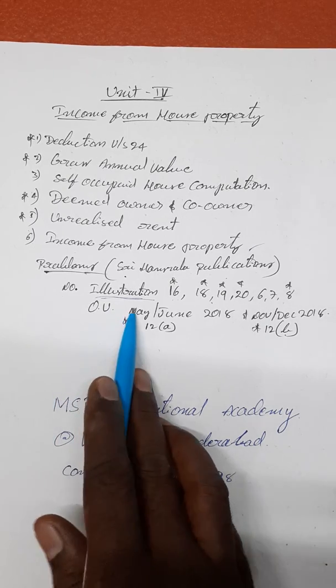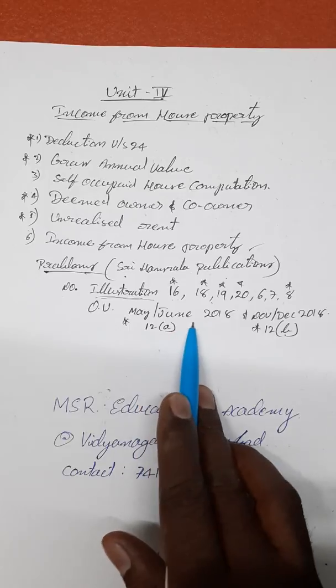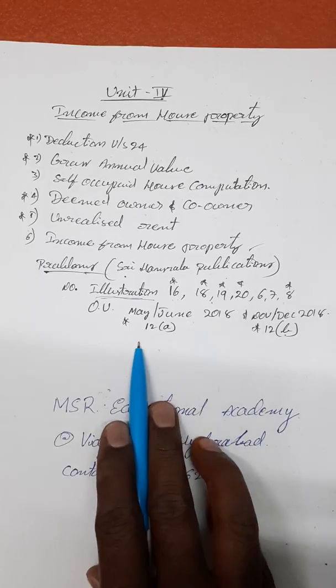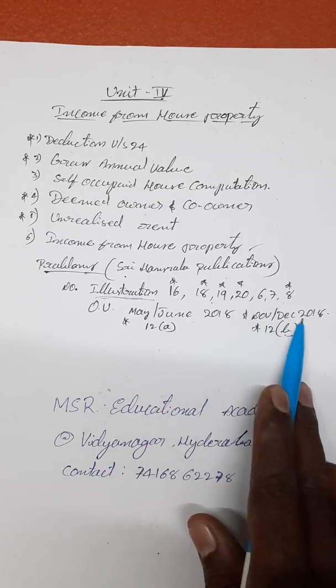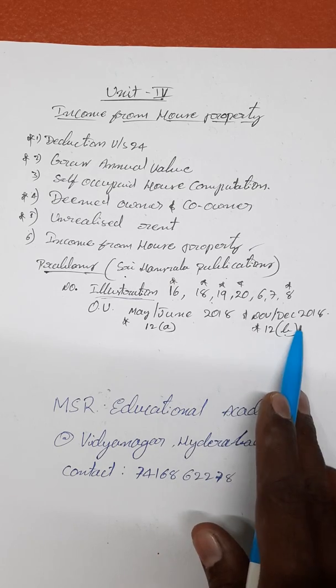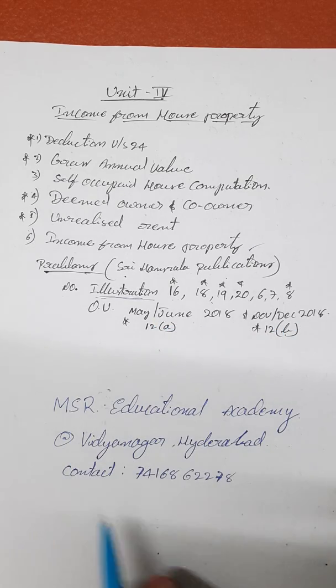Among previous questions, the OU May or June 2018 paper has 12A, and the November or December 2018 paper has 12B. These 2 questions are star marked and very important. Maximum in the examination, only these questions are covered.